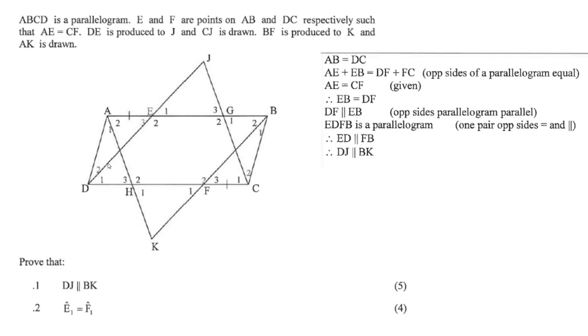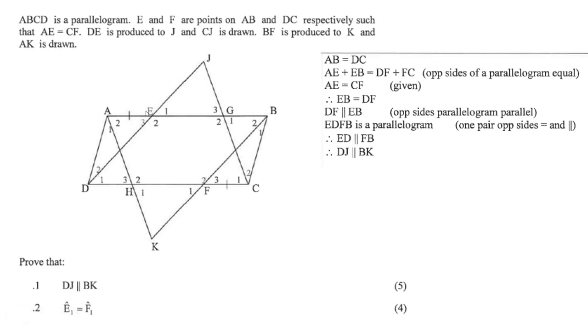But we know that ED is parallel to BF because it's a parallelogram. And we know that in these things they're produced, so they're on the same line. So that's why DJ must be parallel to BK, because this forms a straight line. And there you go. What about E1?